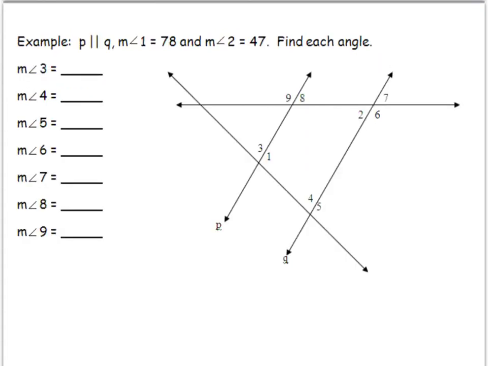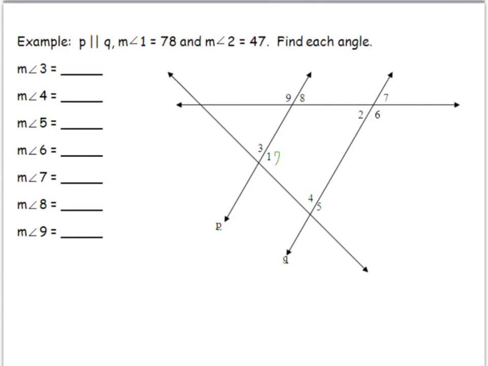Now, in our last example here, we're going to give you the fact that lines P and Q are indeed parallel. And if they are parallel, that gives us a whole bunch of information about what these angles can be. Now, they only give me two values for the angles. So when they do this, go ahead and label your diagram with those angle degree measures first.